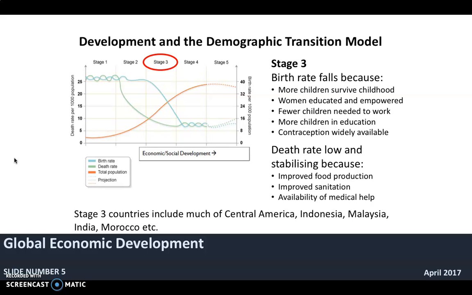And those countries at the bottom there, let's have a look at Central American countries. You've also got Indonesia, Malaysia, India, Morocco, these countries that are seeing quite rapid population increase.